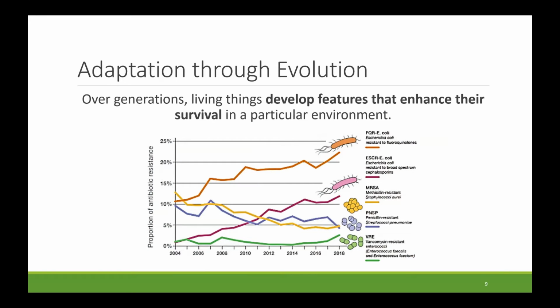For example, a major area where evolution is impacting human medicine nowadays is the evolution of adaptations in bacteria that make them resistant to antibiotics. So antibiotics are the medications that are used to treat bacterial infections. And over the decades that the medical field has been using antibiotics, the proportion of bacteria that are resistant, non-responsive to common antibiotics has increased significantly.